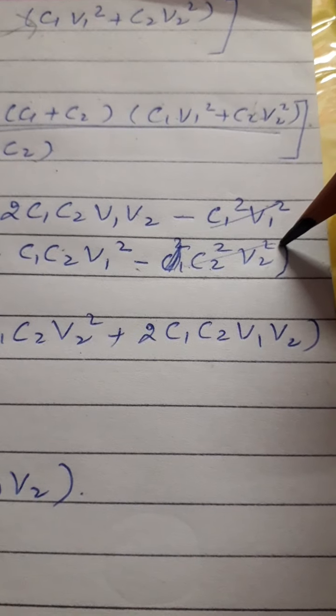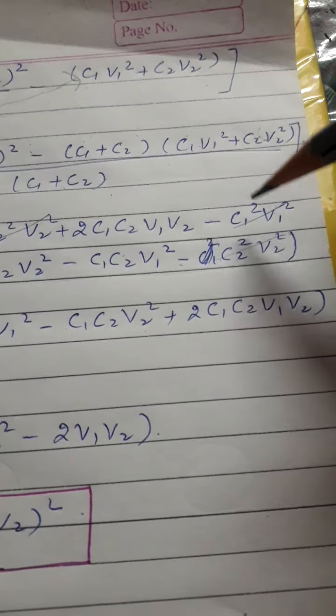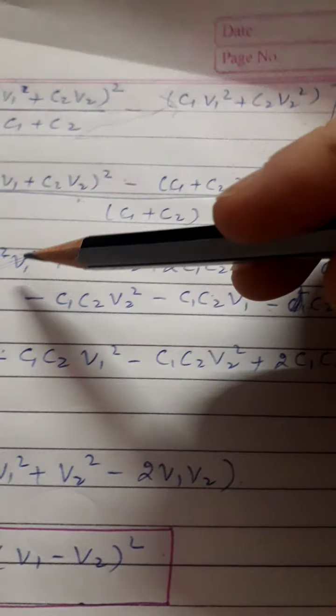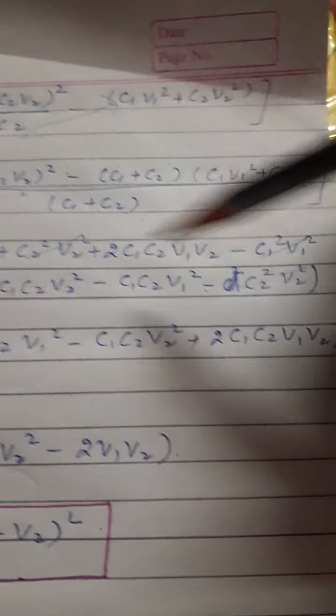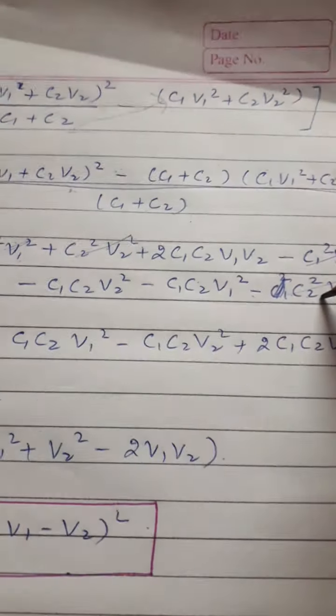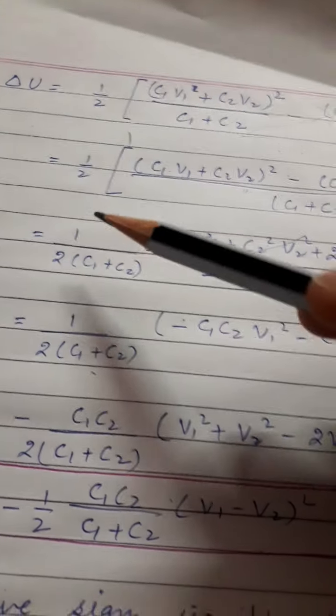Now multiplication of C2 into here, this will be C1 C2 V1 square, minus C2 into this will be C2 square V2 square. Now from the total expression we can see this is positive C1 square V1 square and this is minus C1 square V1 square, that will be cancelled out. Next C2 square V2 square and this is minus C2 square V2 square, they will be cancelled out. We have written it here. Now what is left, we can write in the next step.